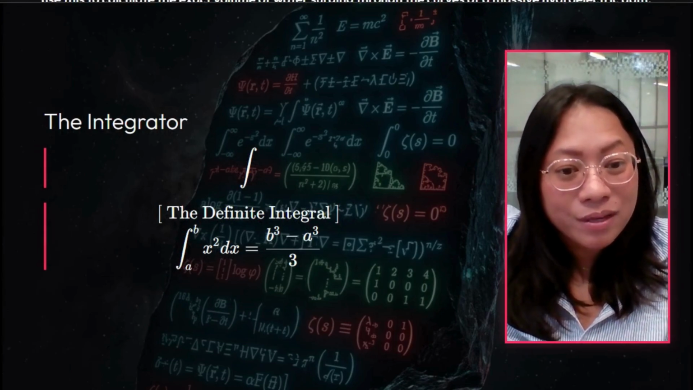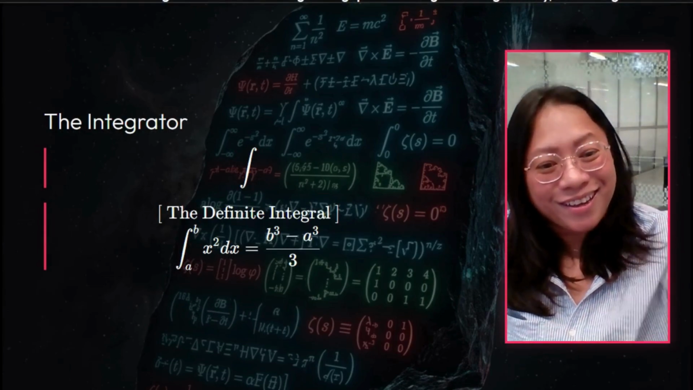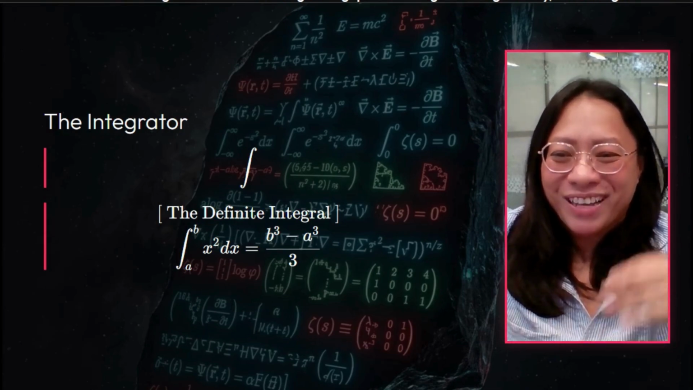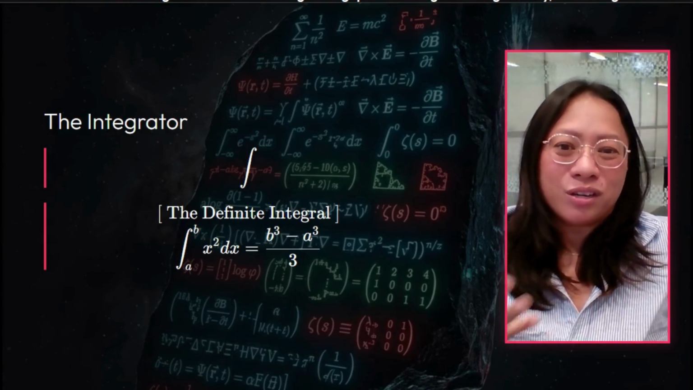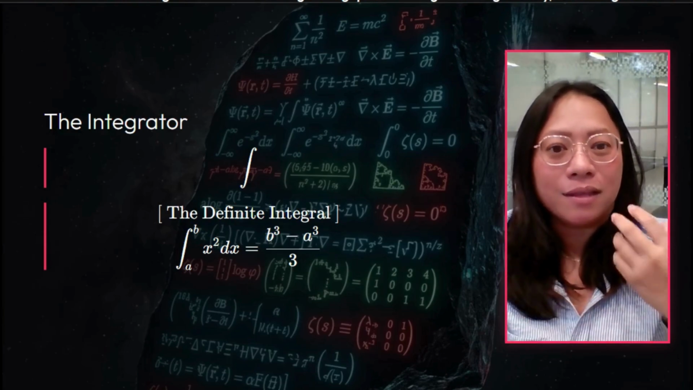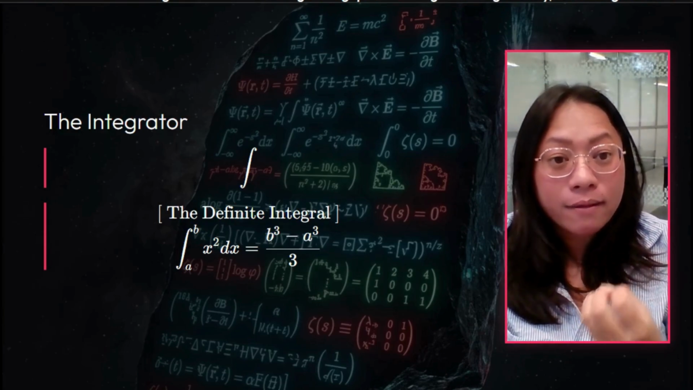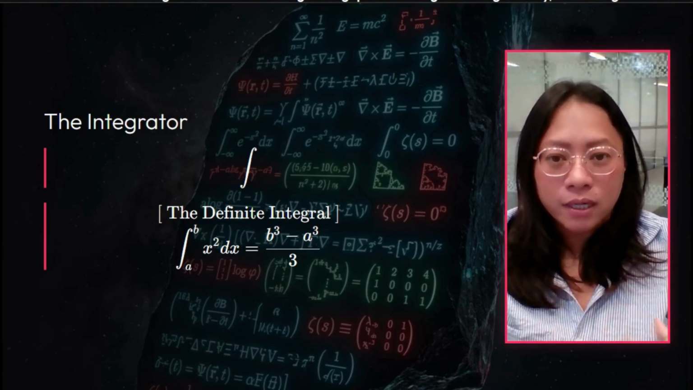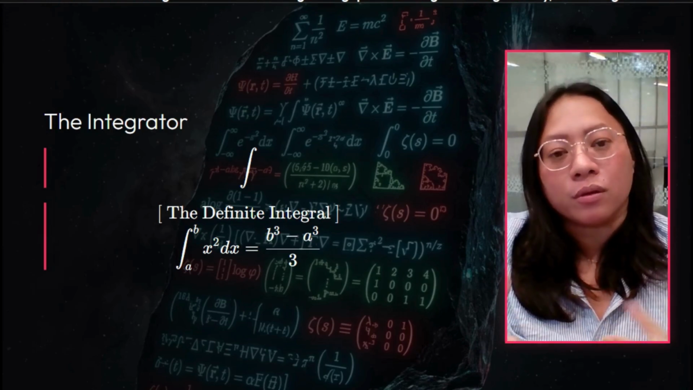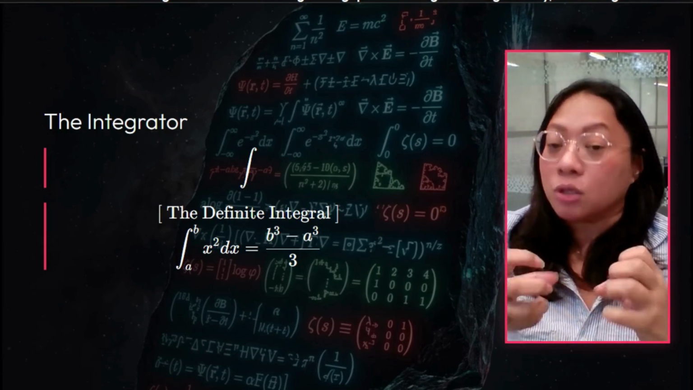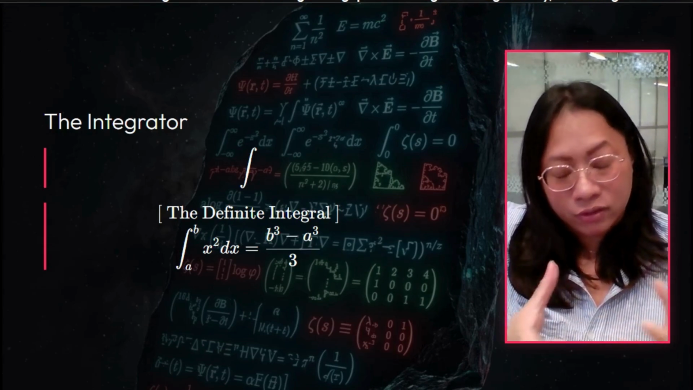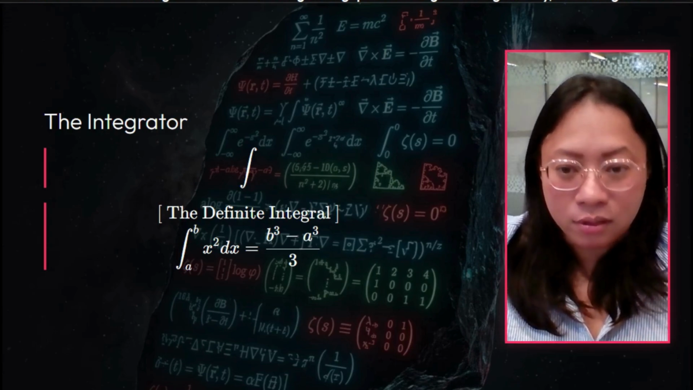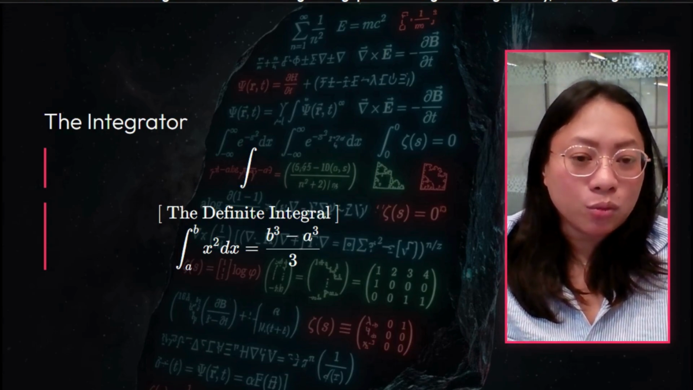The next one we have up is called the integrator. It's a long loopy S, and also the source of many people's nightmares. The integral is literally a stretched S for sum, and it means accumulation, but for continuous reality rather than discrete steps. It finds the total area under a smooth, unbroken curve and perfectly measures the accumulation of a fluid, infinitely divisible world.